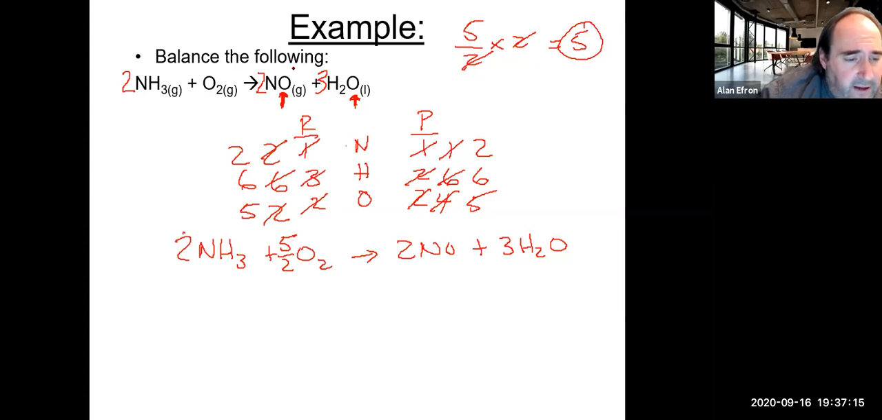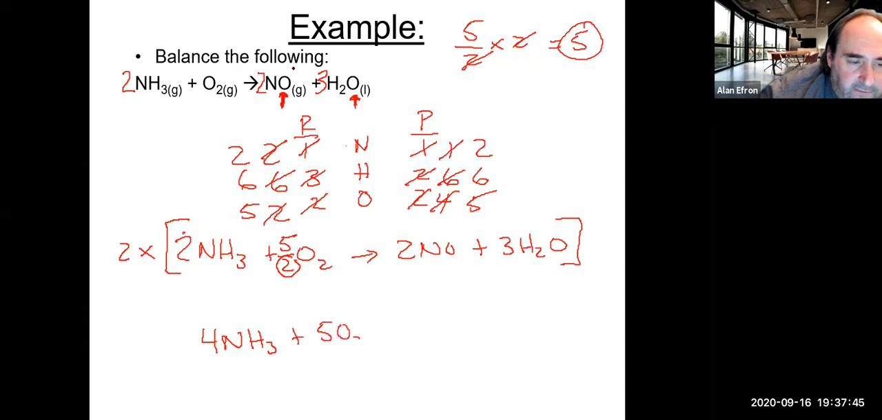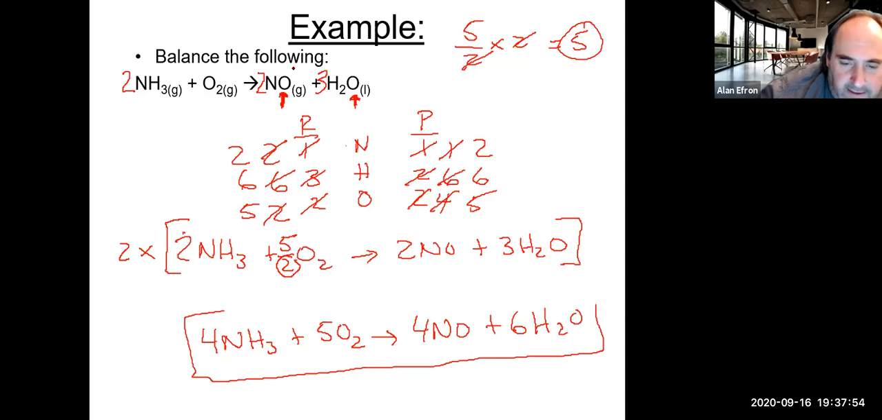You may be saying, I thought you can't use fractions, and you can use fractions. The problem is you cannot leave the fraction. So even though we could use a fraction here to balance it, we do need to clear the fraction, and we clear the fraction by multiplying everybody there by the denominator, the guy on the bottom. So if I do that, I will end up with 4NH3 plus 5O2 gives me 4NO plus 6H2O.